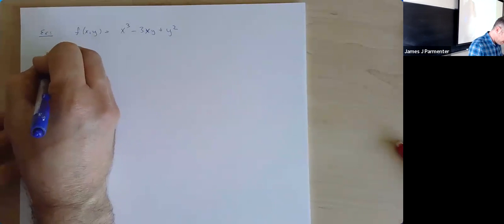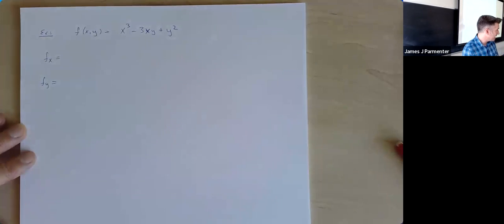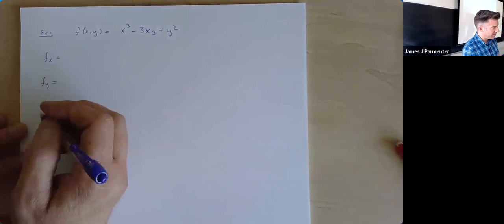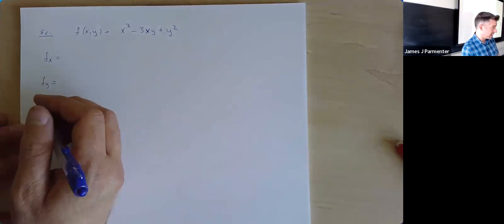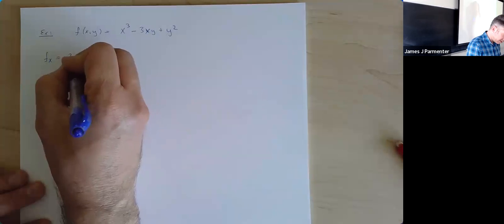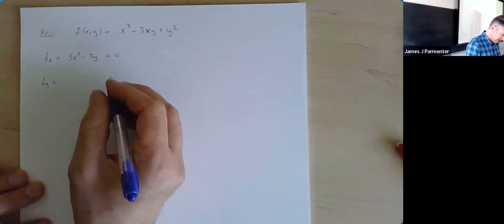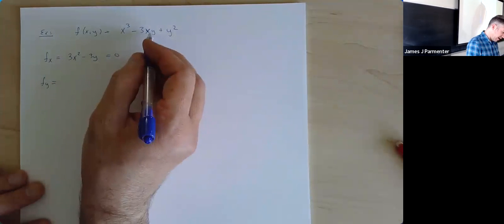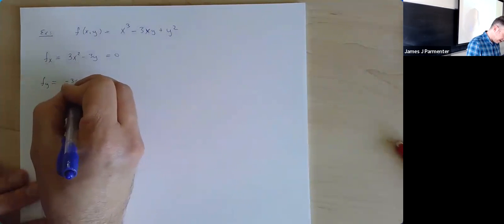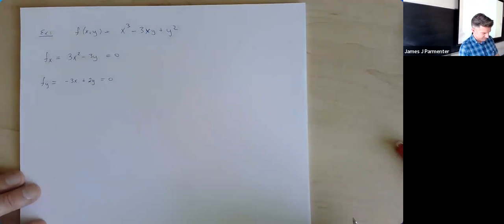So let's find our critical points. Let's find our gradient, right? Even though I'm not actually saying that, we're technically setting the gradient equal to 0. So 3x squared minus 3y equals 0. And then the derivative with respect to y is going to be negative 3x plus 2y equal to 0.